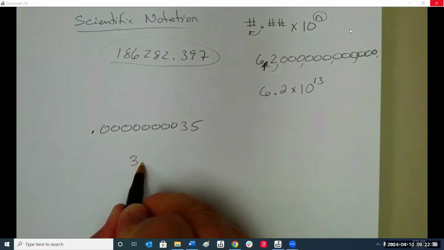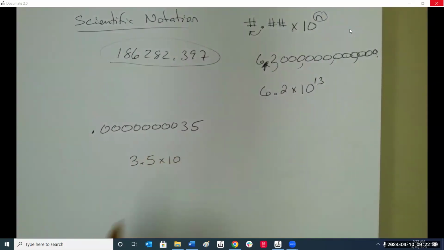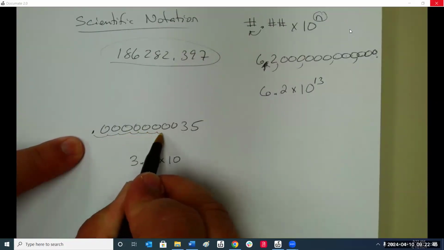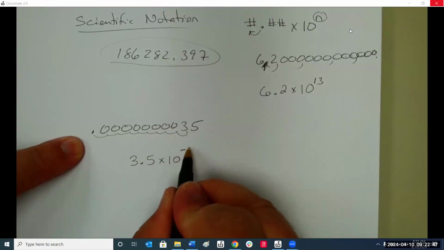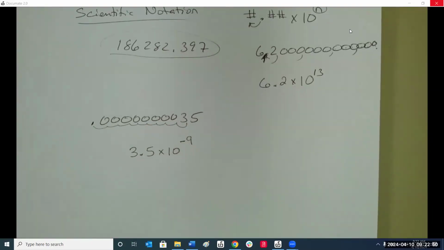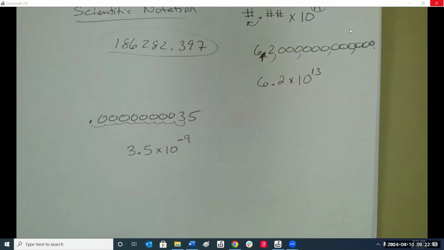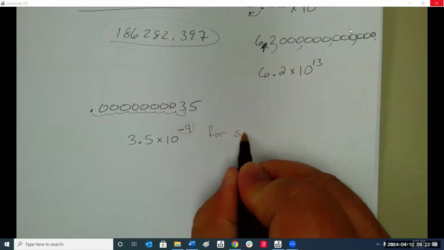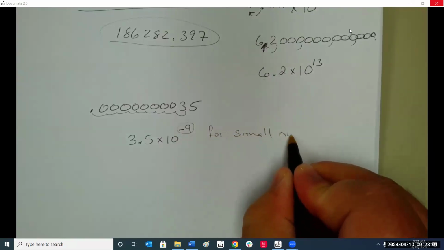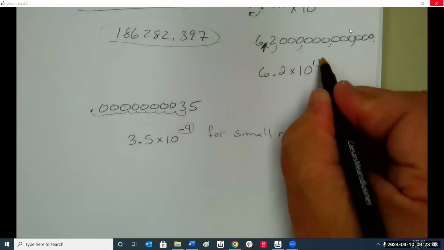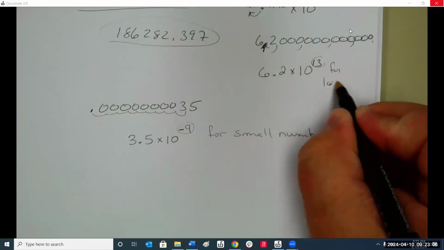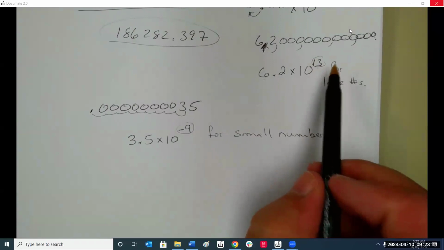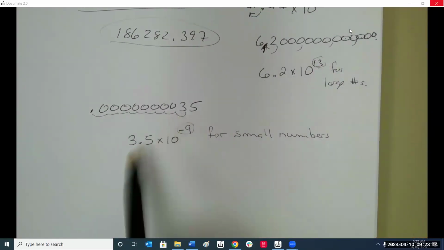This one is going to be 3.5. Since I'm coming in from the left, 1, 2, 3, 4, 5, 6, 7, 8, 9, it's a small number. I have to make the exponent negative. So you have a positive exponent if it's a large number. You have a negative exponent if it's a small number.